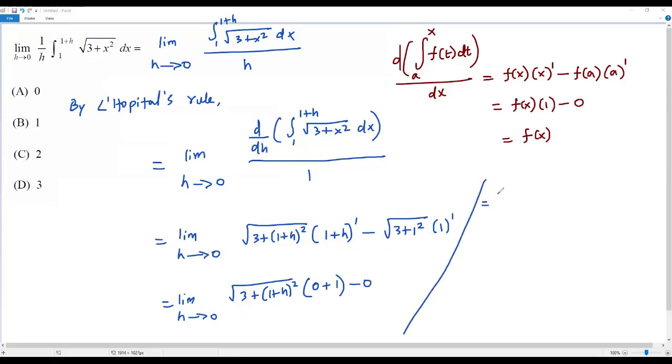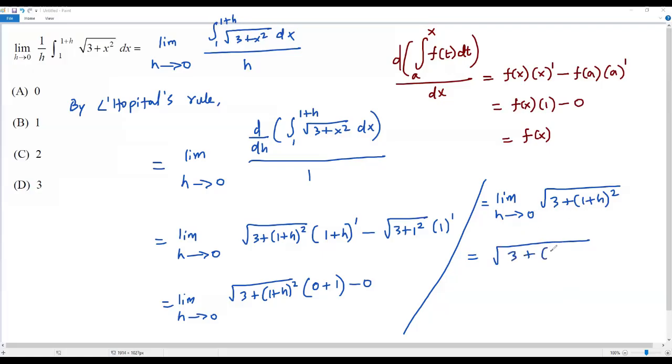Okay, let me continue over here. Then I'm getting limit h approaches 0, square root of, actually 0 plus 1 is just 1. When I multiply this stuff by 1, still I'm getting the same stuff. That is square root of 3 plus (1 plus h) whole square, and we can ignore this 0. So I just multiplied this 1 by this stuff. Now what we can do is plug in the limit 0 for h over here, because that's all the simplification we can do after L'Hopital's rule. Now let me plug in the given limit for h over here.